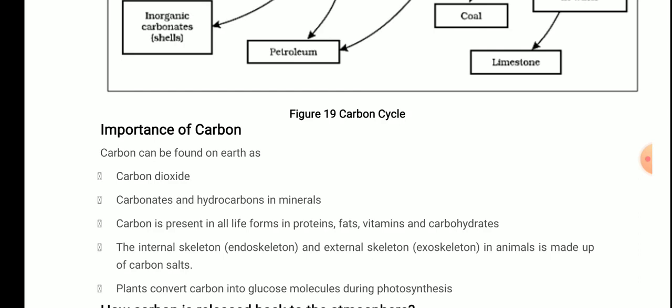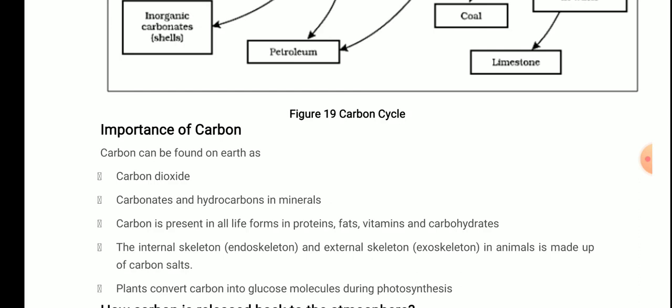Next, plants convert carbon into glucose molecules during photosynthesis. Very important, because you know what happens during photosynthesis. The carbon dioxide, with the help of sunlight, is converted to glucose. The main components of carbon dioxide are carbon and oxygen, and these are converted to glucose. So carbon also helps in the formation of food, with the help of sunlight. So plants convert carbon into glucose molecules during photosynthesis.